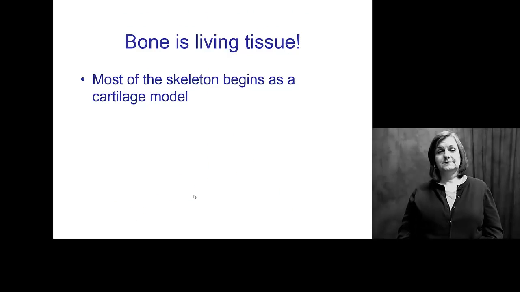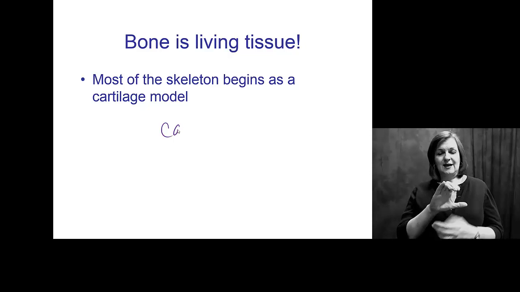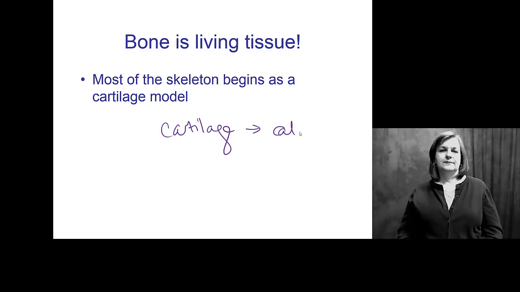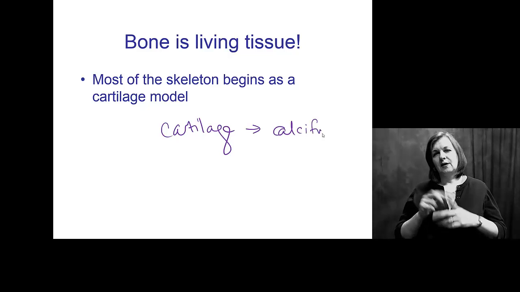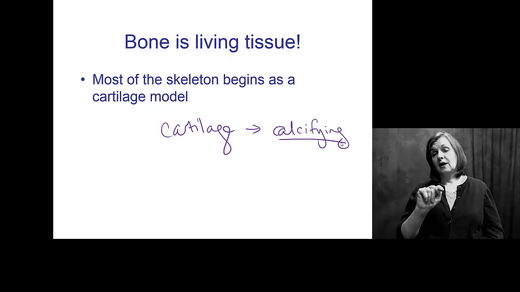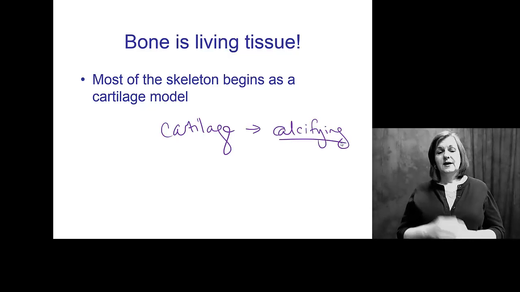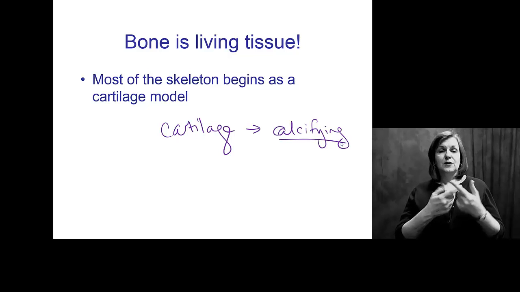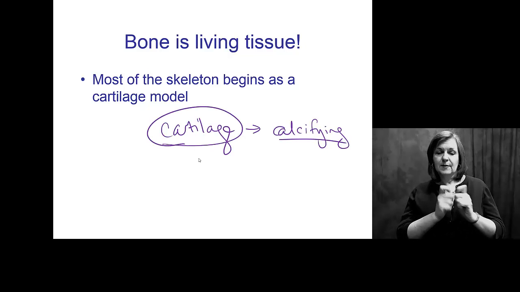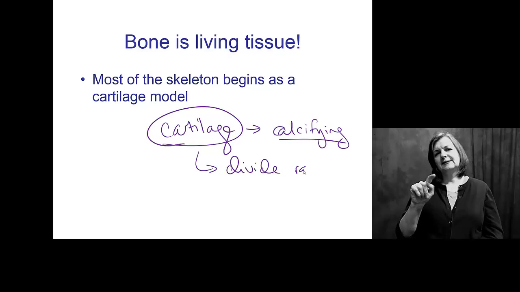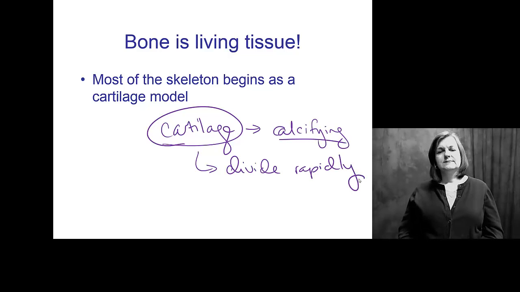Now, what we look at with bone tissue is taking cartilage and calcifying it. So we're looking at hardening that cartilage. And so when we look at having this cartilage available to the start of our skeletal system, it's because cartilage cells divide very, very rapidly. So it allows for very quick growth, replacement, and repair.